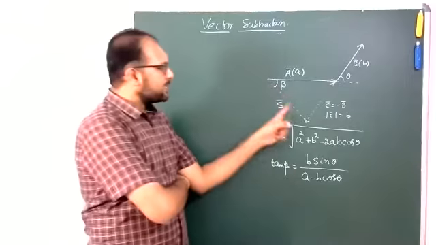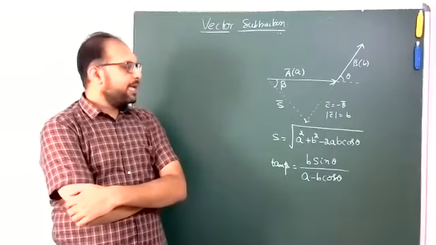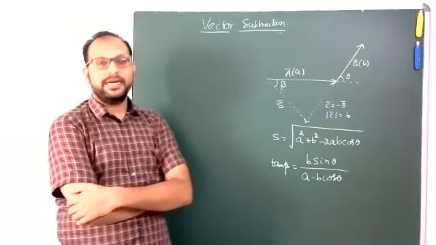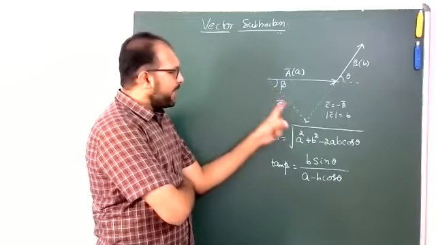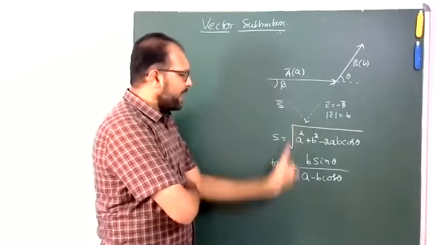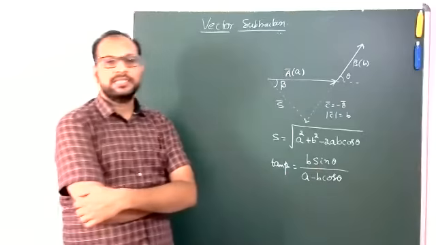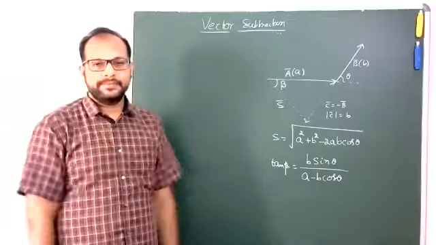The magnitude of A bar minus B bar is clearly under root A square plus B square minus 2AB cos theta. Next, the angle made by the S bar with A bar: tan beta equals B sin theta by A minus B cos theta. Yes, up to here already completed.